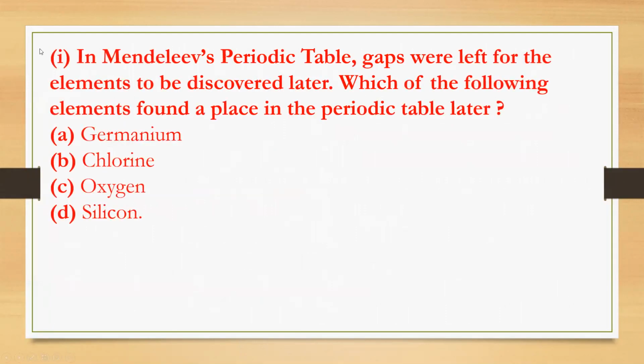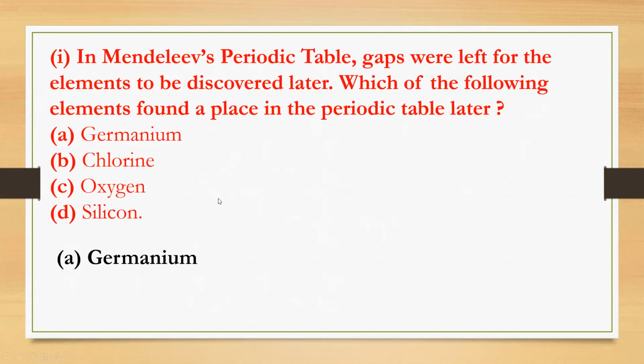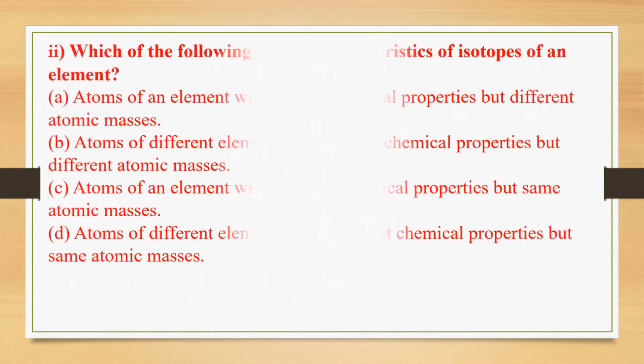Okay, move to the questions and answers. 1. In Mendeleev's periodic table, gaps were left for elements to be discovered later. Which of the following elements found a place in the periodic table? Among these, only one element is there. That is germanium, where he left a gap for the element. Okay, one of the elements is germanium. Move to the next one.